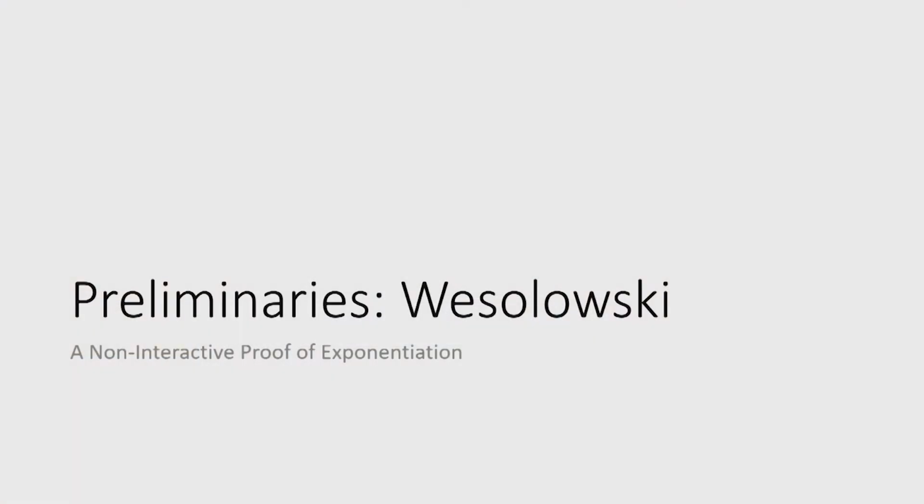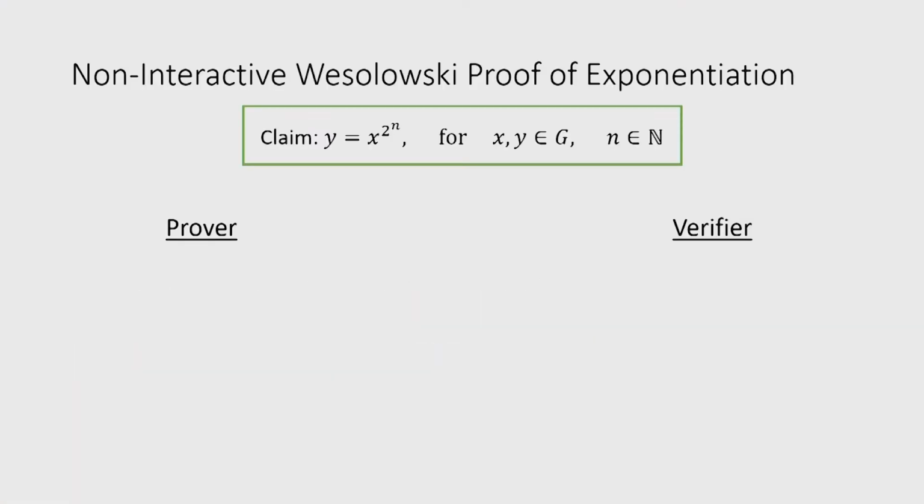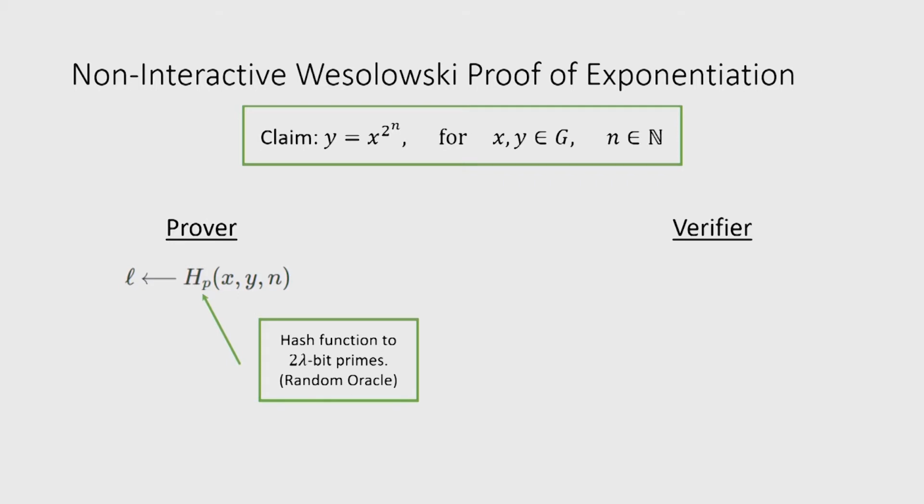So the beginning of this story is with the Wesolowski proof of exponentiation, like so many of our work. The setting here is that we're trying to claim that when you square x n times, you get y. Non-interactively, the way you would go about doing this is that you take x and y and n, all the inputs, and put them into a hash function. This hash function spits out prime numbers that importantly have 2 times lambda bits of entropy. We're going to model this as a random oracle.